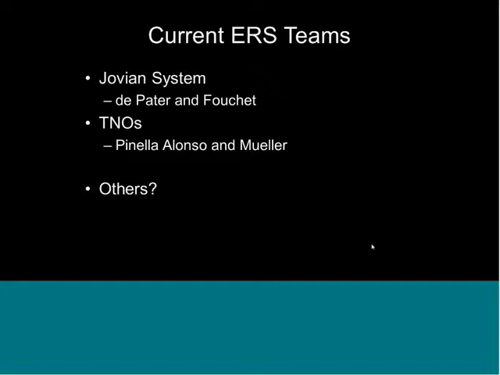There are large early release science teams that we know of that are being worked on for the solar system community. One is the Jovian system that's being co-led by Imke de Pater and Thierry Pouget. And then a small body proposal that's being led by Noemi Pinello Alonso and Thomas Mueller. If you're interested in either of those, you might get in touch with those leads, but I think their teams are pretty tight, and I don't know that they plan to expand much more than where they already are, but I recommend you get in touch with them directly.